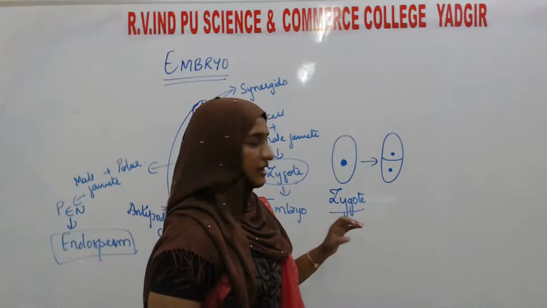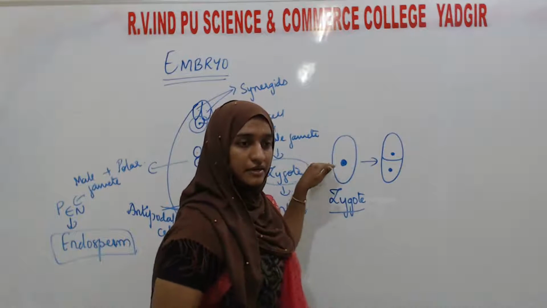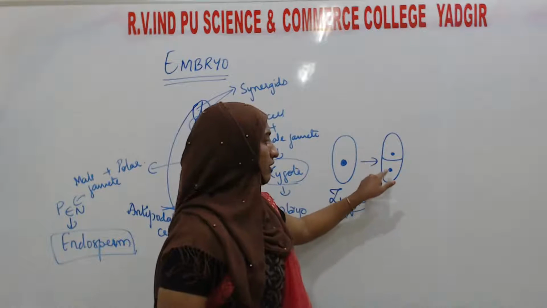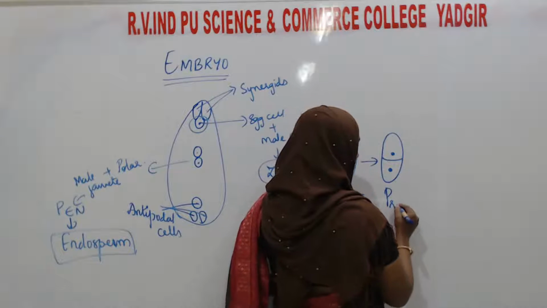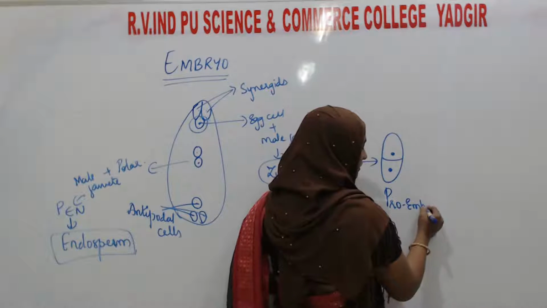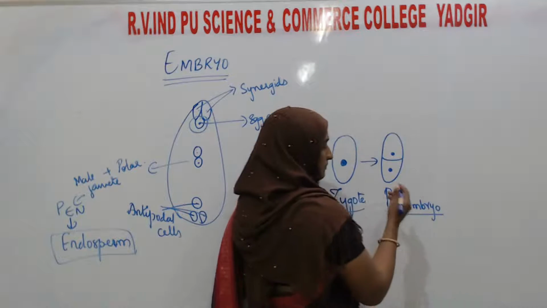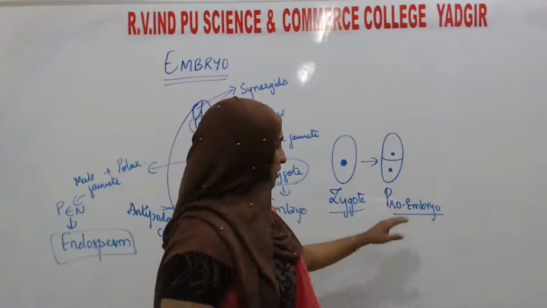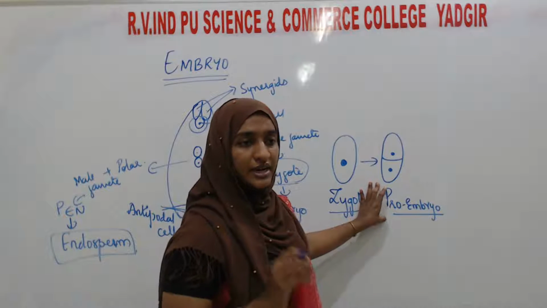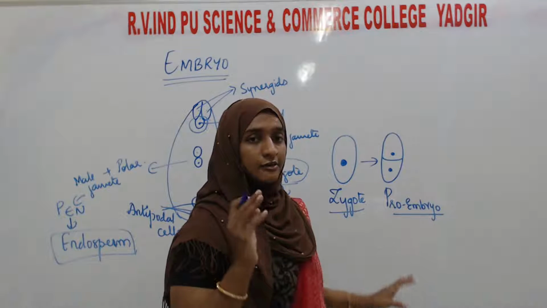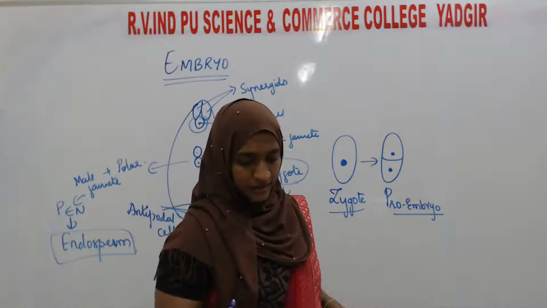Okay, two cell. This cell will divide. The zygote will divide, and it will form the two cells. This stage we can call the pro-embryo, which is the first early stage of the embryo. That's why we are calling it the pro-embryo. And these stages are similar in both monocot and dicot.